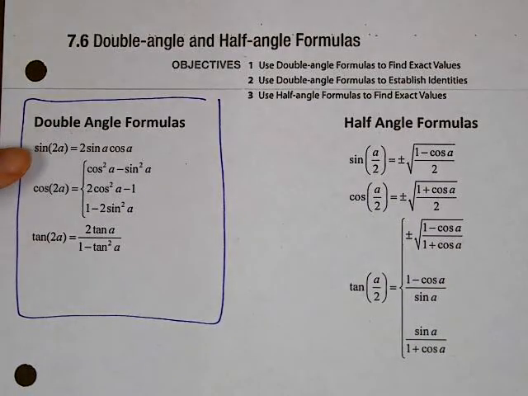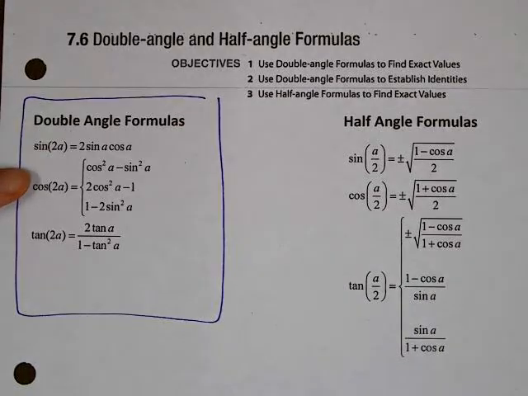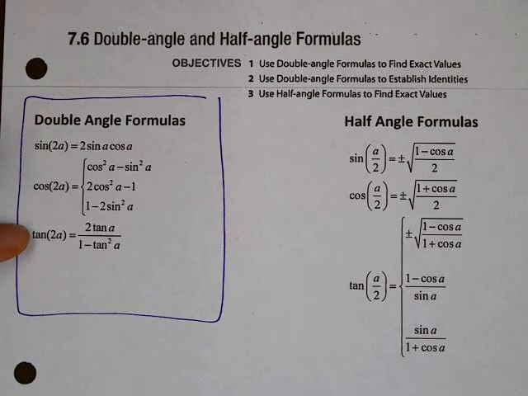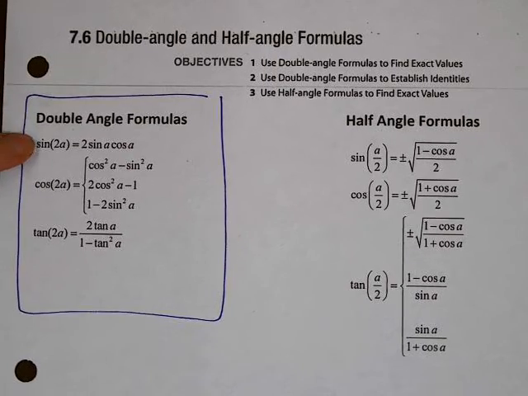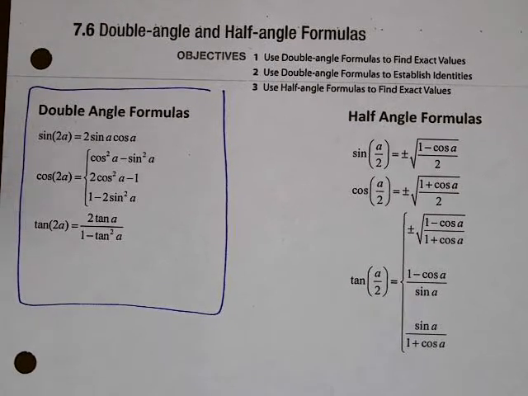Okay, so these are the double angle formulas. Sine only has one. Cosine has 3 versions, but they're actually all the same if you just write them a different way. And then tangent, there's either this formula or tan of double angle is equal to sine of double angle divided by cosine of double angle. So you have some options for tan. Okay, let's try some here.